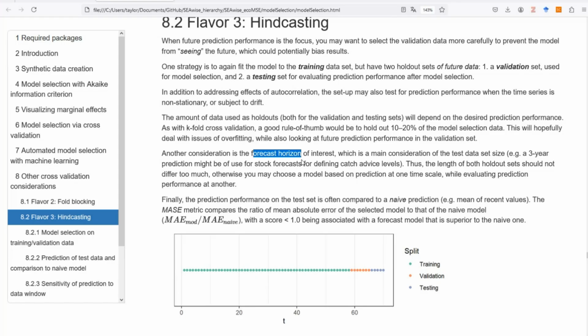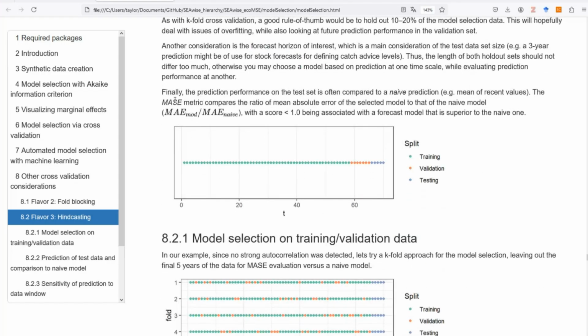And finally, we come back to this MASE metric, which we've used a lot in the project, which is to always make the comparison of the testing holdout comparable to some naive prediction, so you see whether or not you've really gained something in terms of predictive power over a simpler model.